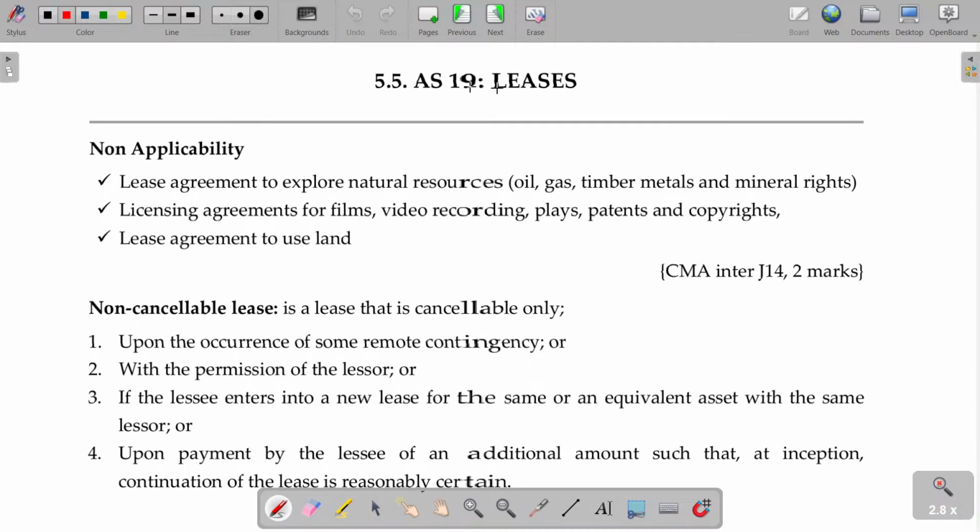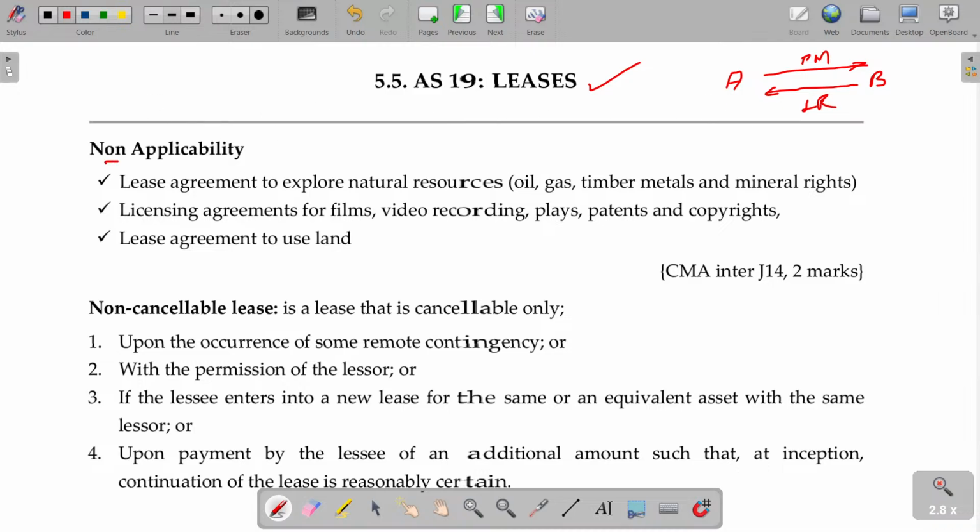Ind AS 19, Leases. A allows his asset to be used by B for a consideration. This is called lease rent.